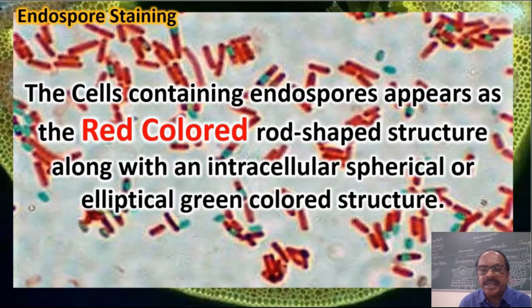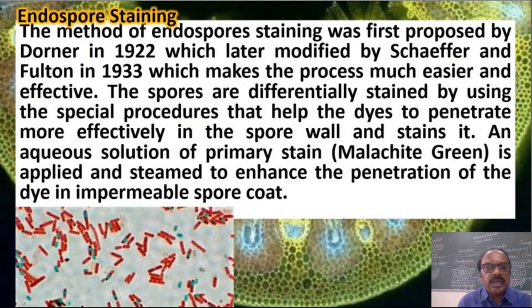The cells containing endospores appear as red colored rod-shaped structures along with intracellular spherical or elliptical green colored structures. Endospore staining is a method of staining proposed by Dorner in 1922, which was later modified by Schaeffer and Fulton in 1933, which makes the process much easier and more effective.